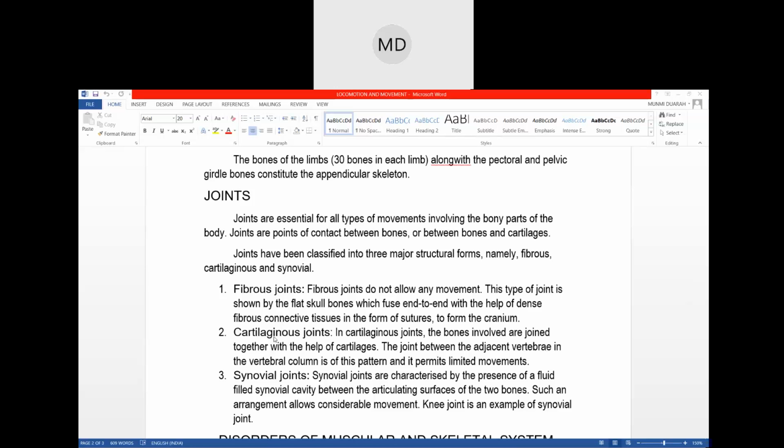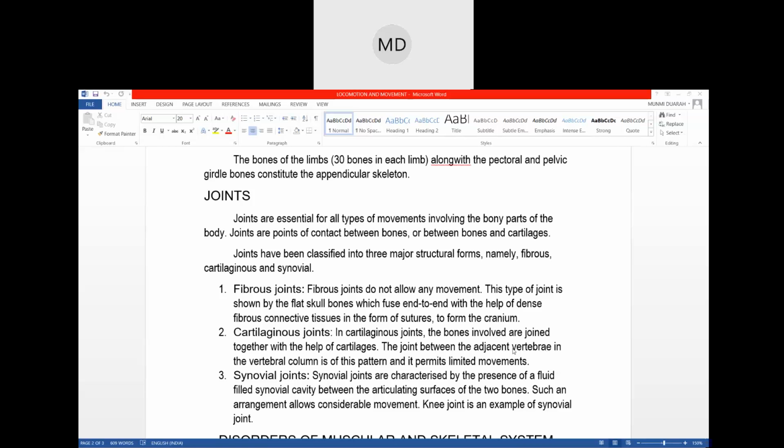And then there is the cartilaginous joint. Cartilaginous joints allow a little bit of movement, means limited movements are allowed, but you cannot move a whole lot. For example, the vertebral column. Even if you are in a sitting position, you can move your body a little bit, right?